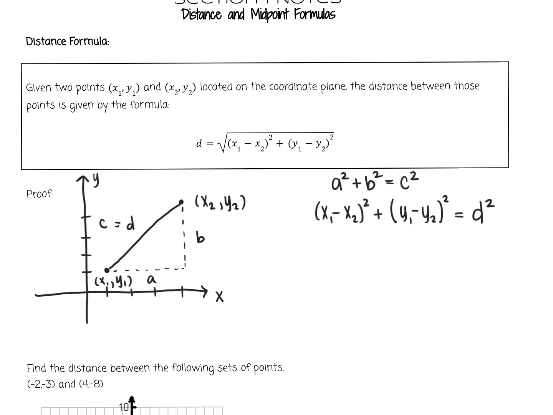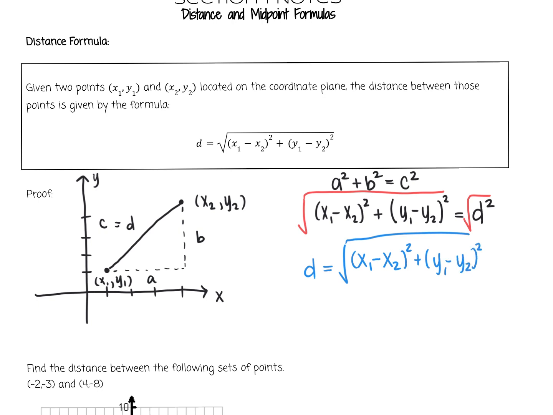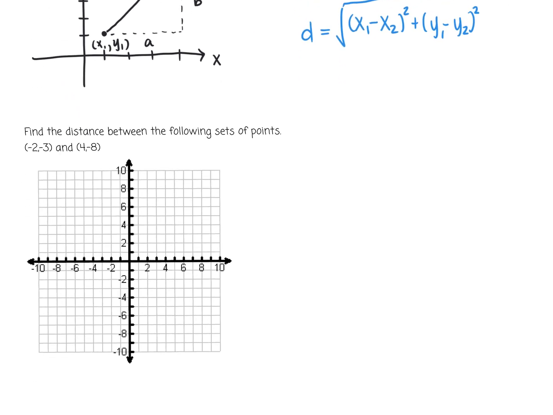Now, if I want to solve for my distance, I want to get rid of the squared. So we're going to take the square root of both sides. And that's how I get that the distance is the square root of (x1 minus x2) squared plus (y1 minus y2) squared. So it's just the Pythagorean theorem. So let's go ahead and do an example.